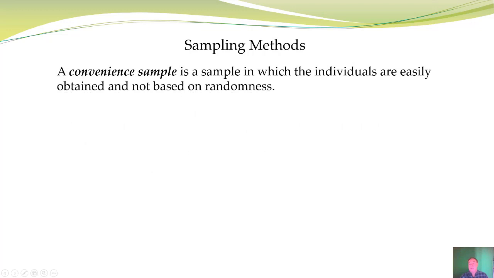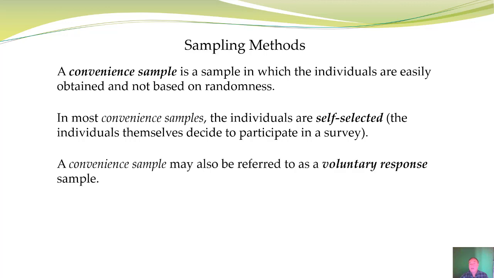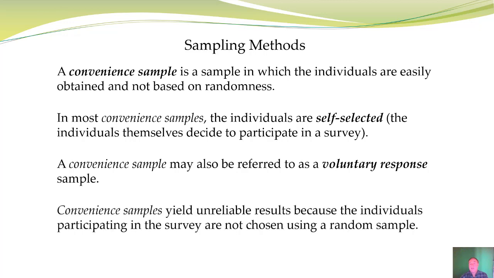A convenience sample is a sample in which the individuals are easily obtained and not based on randomness. In most convenience samples, the individuals are self-selected. That means the individuals themselves decide to participate in the survey. A convenience sample may be referred to as a voluntary response sample also. Convenience samples yield unreliable results because the individuals who participate in the survey are not chosen using a random sample.